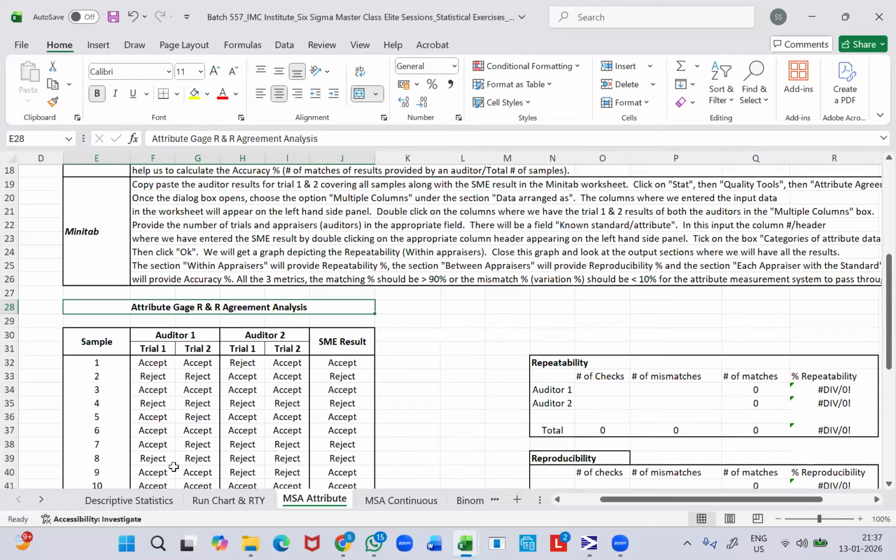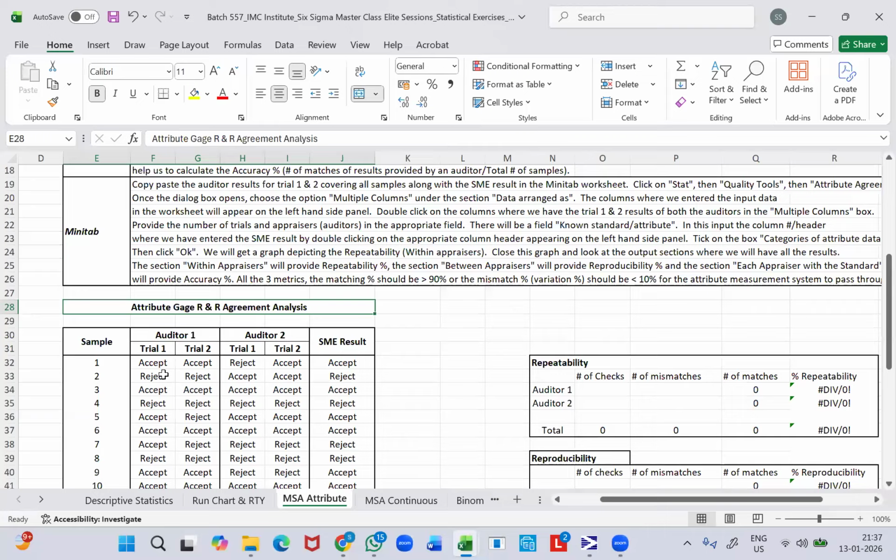measurement system analysis exercise. So we need to have 30 samples with a proper mix of both defective and non-defective samples, number one. Number two, we need to have a minimum of two auditors or quality inspectors involved in this exercise. That is the second condition. Number three, each auditor will be subjected to two trials, right? So each auditor will be subjected to a minimum of two trials.